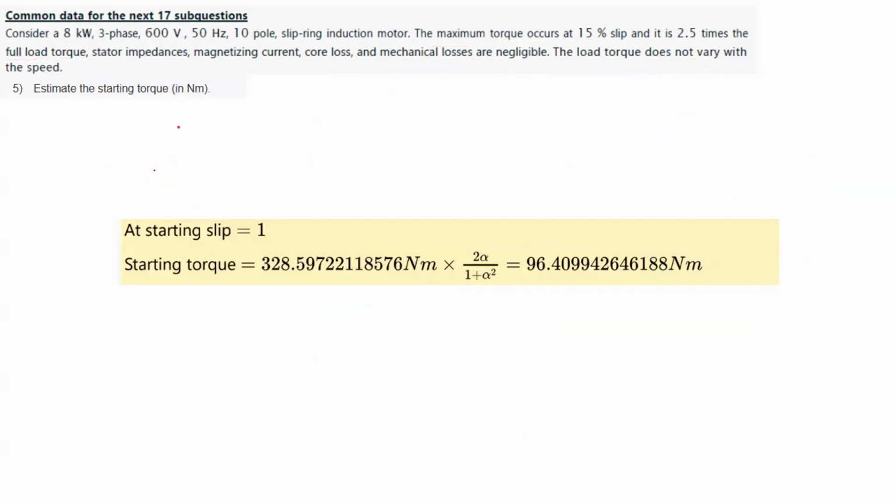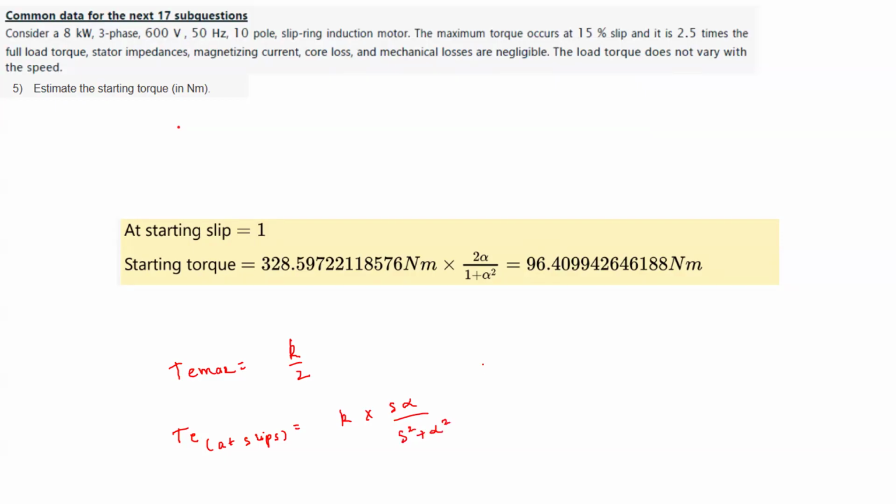Now they're asking you to estimate the starting torque. This is again the application of the same formula. So what is the relation? We know that T max from the formula in the second slide is K by 2. And T at slip S is equal to K into S alpha by S square plus alpha square.